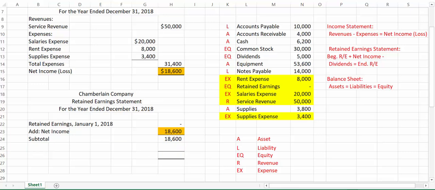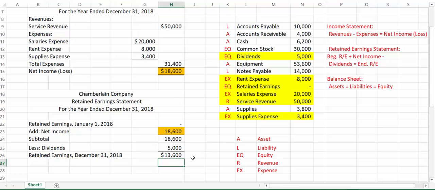And then we're going to subtract our dividends. Don't forget to subtract them. And our dividends are equal to $5,000. I'm going to highlight dividends to remind us that we use them. And then this gives us our ending retained earnings. So retained earnings, December 31st, 2018. And this is going to be equal to the 18,600 minus the 5,000, so 13,600.